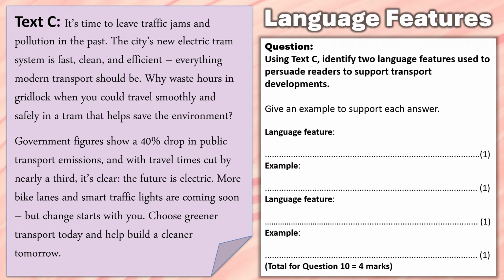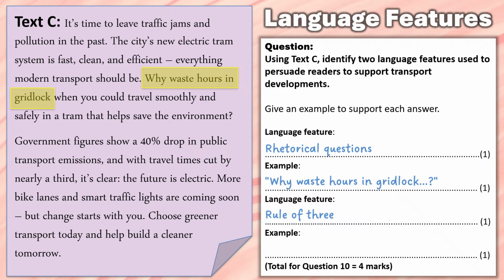Okay, so my answers. There are quite a few to choose from, but I have chosen for my feature a rhetorical question, and the example is why waste hours in gridlock. For my next feature, I have chosen rule of 3, and my example is fast, clean, and efficient. How did you do? Did you find any different ones?